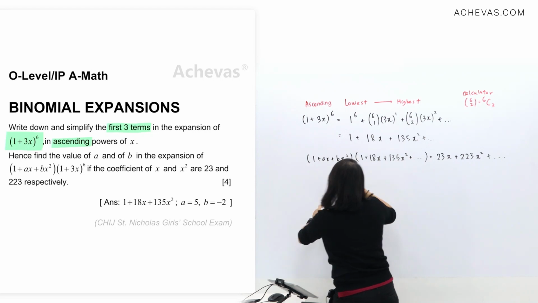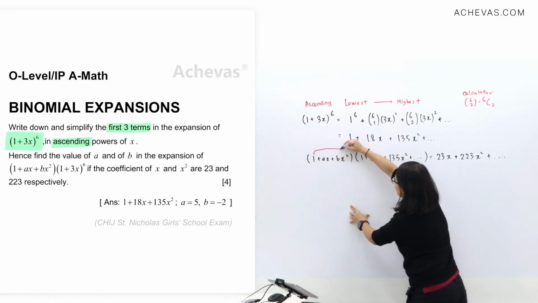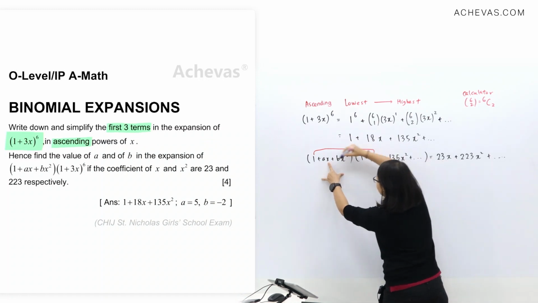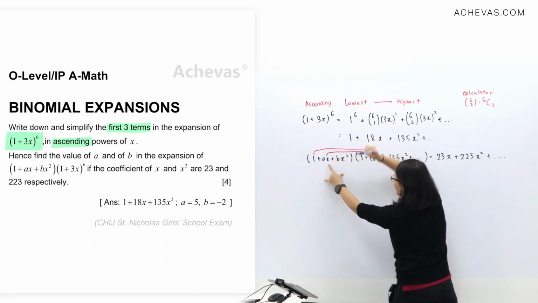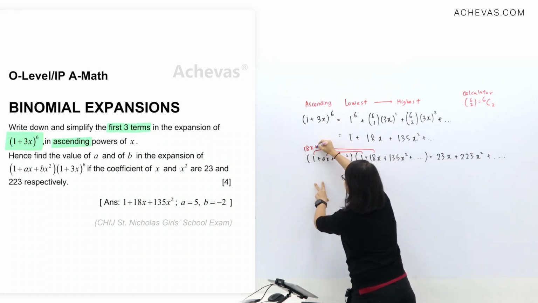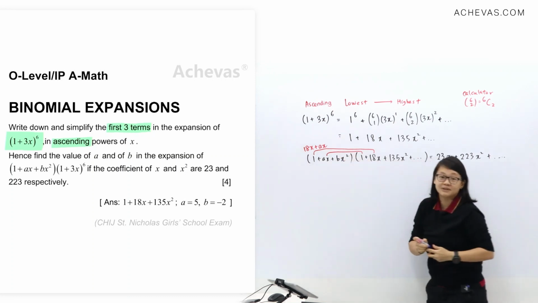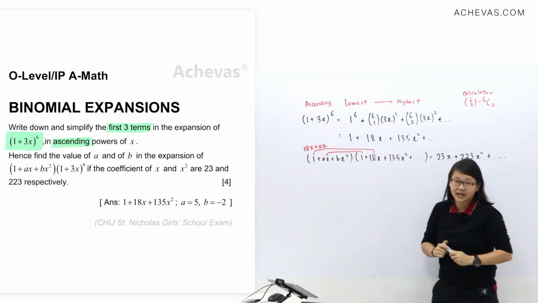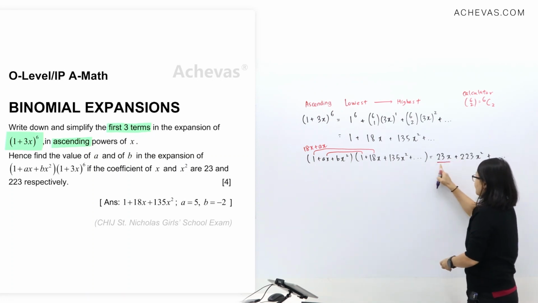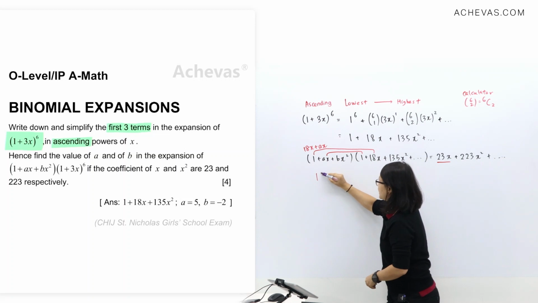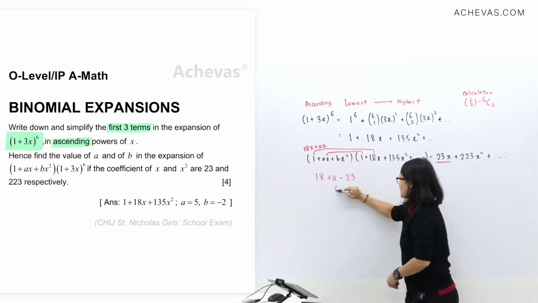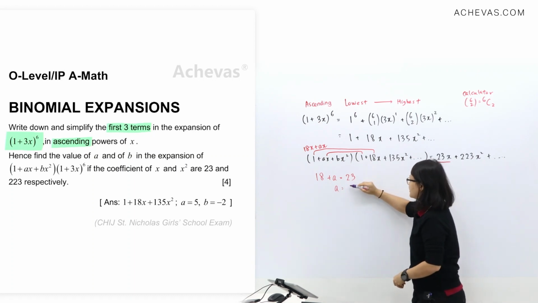So what I can see is that I'm going to link 1 with 18x, which will give me 18x. And this one here, ax, I'm going to link with 1. So I'll get ax. So what I have here is 18x + ax as my term in x when I multiply these two together. So I'm going to compare the coefficient right now. I'm going to just take the coefficients, which I will have 18 + a = 23. So a will be 5.